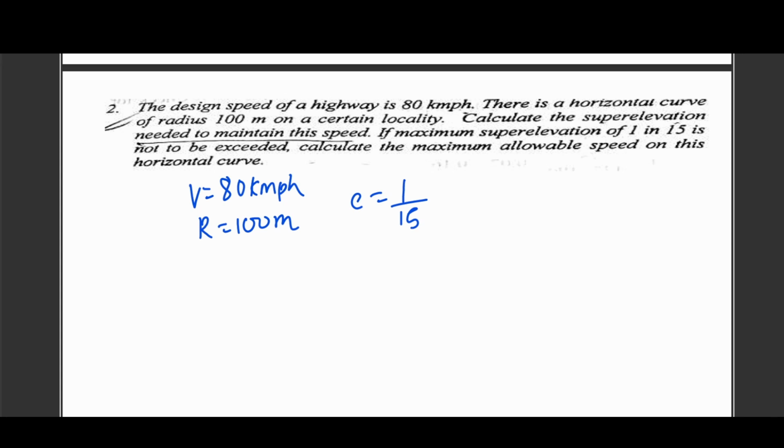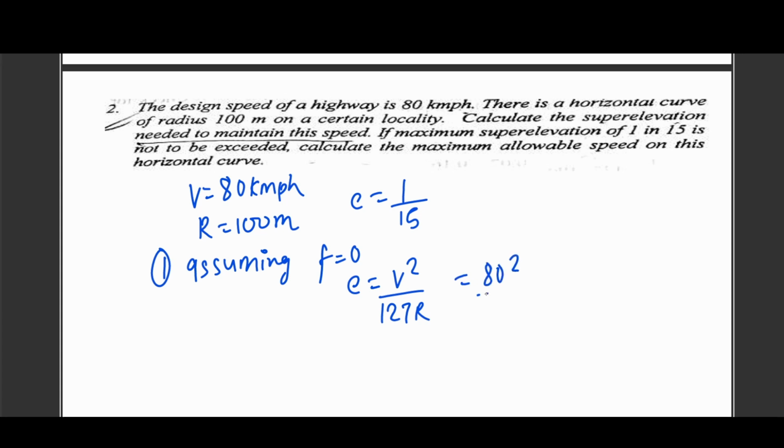So in this type of question we have to first assume that the coefficient of lateral friction of the road is 0. This is the design step. Okay, so first we calculate E equals V square by 127 R. So V equals 80 square divided by 127 into R, which is 100. So first we calculate the value of super elevation without considering the coefficient of lateral friction.